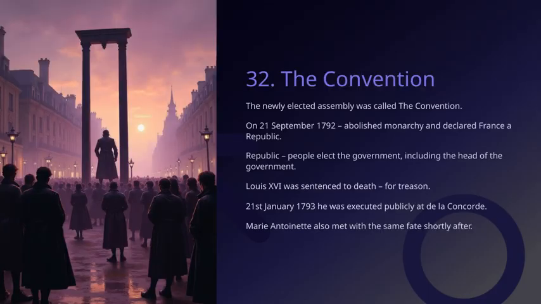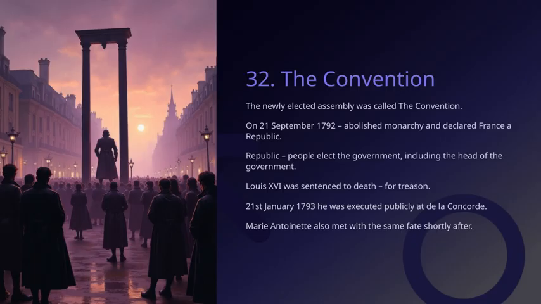Now, let's talk about the convention, which was the name given to the newly elected assembly during this pivotal time. On September 21st, 1792, a major turning point occurred. The monarchy was abolished, and France was declared a republic. This meant that instead of a king or queen ruling, the people now had the power to elect their government, including the leader of the nation.